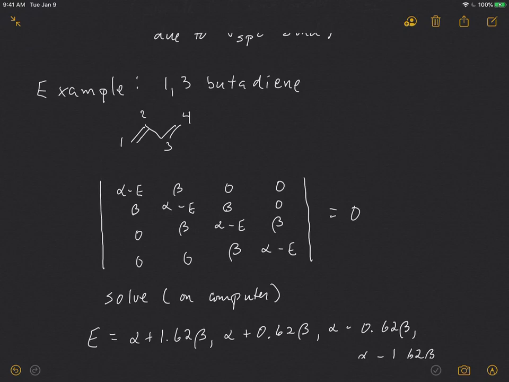Anyway, so let's number our carbons: 1, 2, 3, 4. Then that's going to lead to this kind of secular determinant where we have alpha minus E's all the way down the diagonal. We have betas for carbons 1 and 2, between carbons 2 and 3, and carbons 3 and 4. Notice that, even though our stick structure doesn't show a double bond between atoms 2 and 3, we're still going to include a beta there, and that's the rule. If it's an sp2 carbon and they're nearest neighbors, then they get a beta.